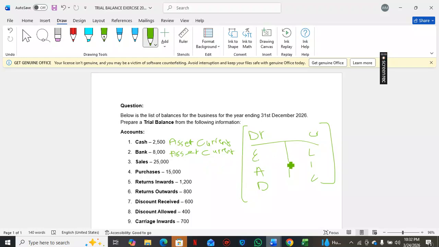Sales. What type of account is it? Income. Yes. Or revenue. Okay. So it's here under the credit side. Okay, income or revenue account, whichever suits you.